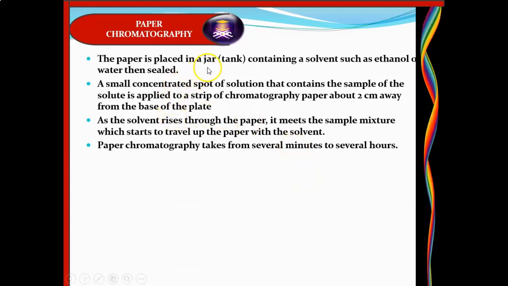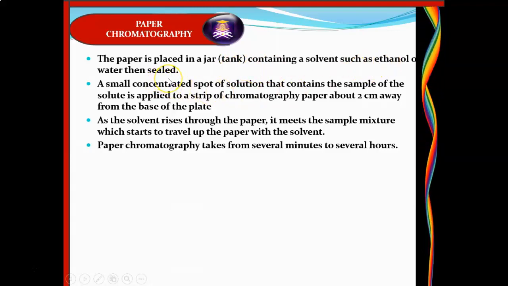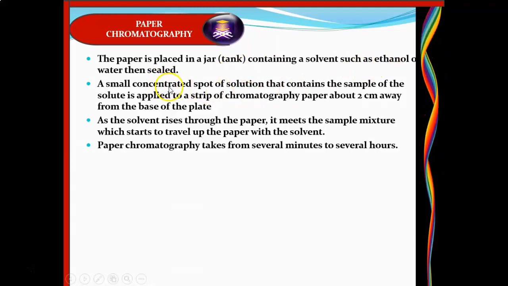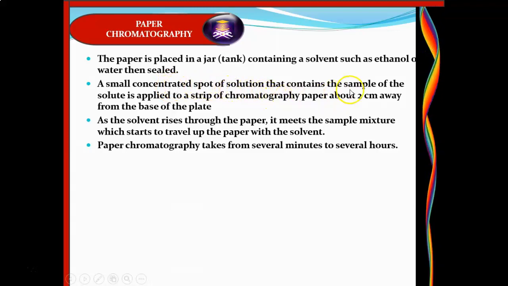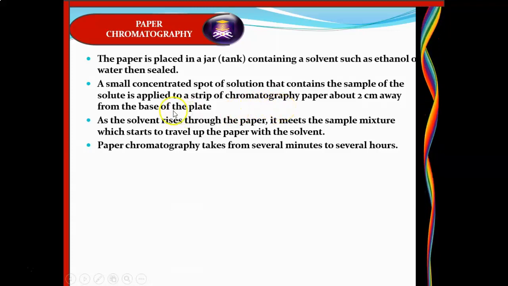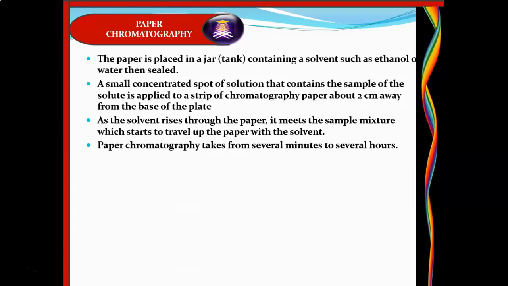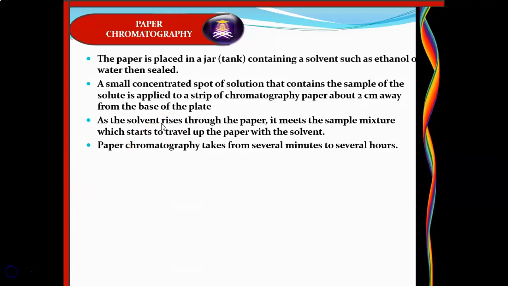Okay, the paper is placed in a jar, also called a tank, containing a solvent such as ethanol or water, then it will be sealed. A small concentrated spot of solution that contains the sample of the solute is applied to a strip of chromatography paper about 2 cm away from the base of the plate. It depends on your method, whether you want to use 1 cm or 2 cm. As the solvent rises through the paper, it meets the sample mixture, which starts to travel up the paper with the solvent. Paper chromatography takes from several minutes to several hours, depending on the compound.